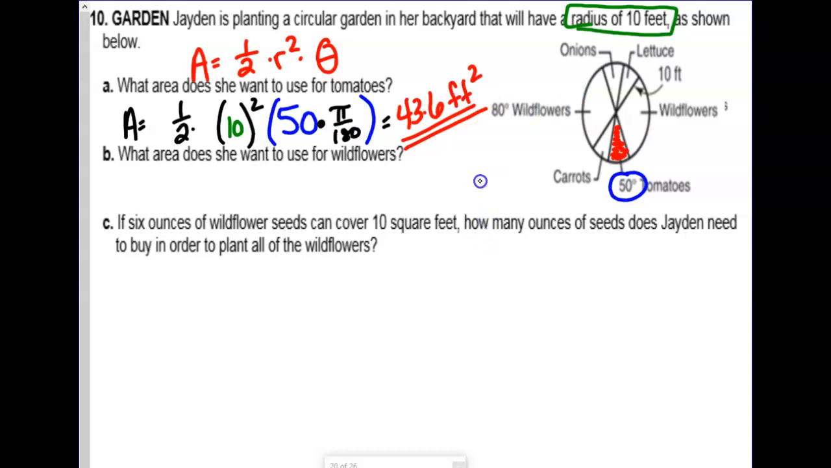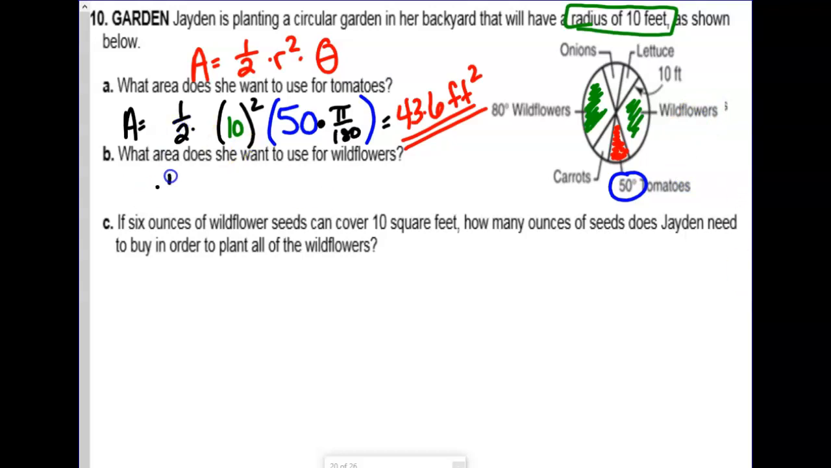Very good. So similar question here. This time we have wildflowers. Just be careful because I was not the first time I keyed this. There are 2 sections of wildflowers here. Both of them are 80 degrees. So rather than just doubling my final answer, let's just double the angle. So let's call the angle a total of 160 degrees.